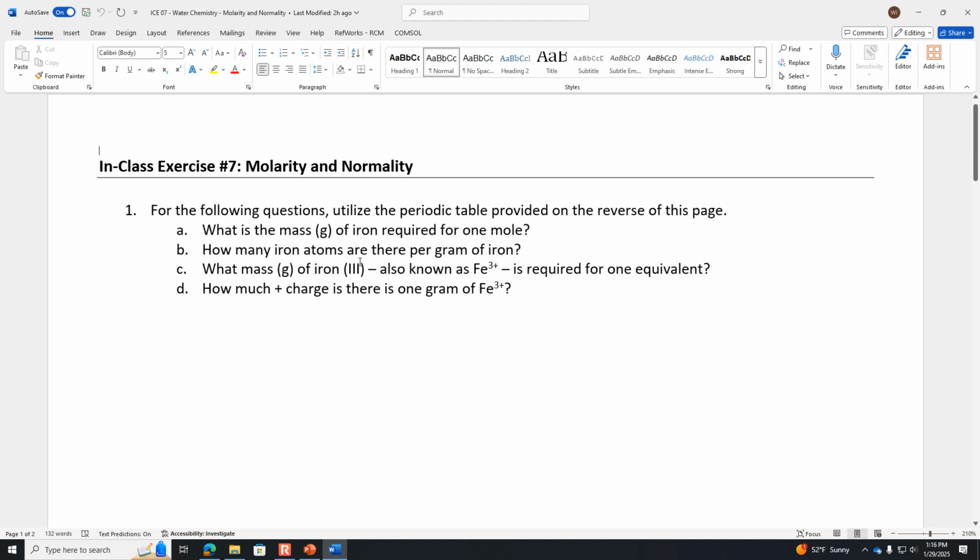Okay, so I'm asking you the mass of iron required for a mole, how many iron atoms are there per gram of iron, the mass of iron 3 required for an equivalent, and how much charge is there in 1 gram of iron 3. So let me pause. I just want to see what you can do. You can collaborate, check your answers, chat with people, just double check, and then we'll go through it together in a couple of minutes.